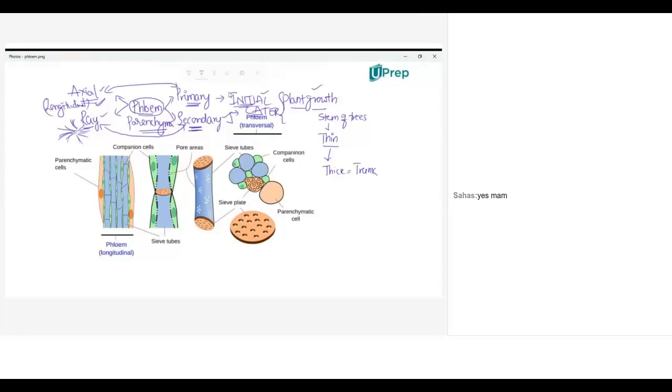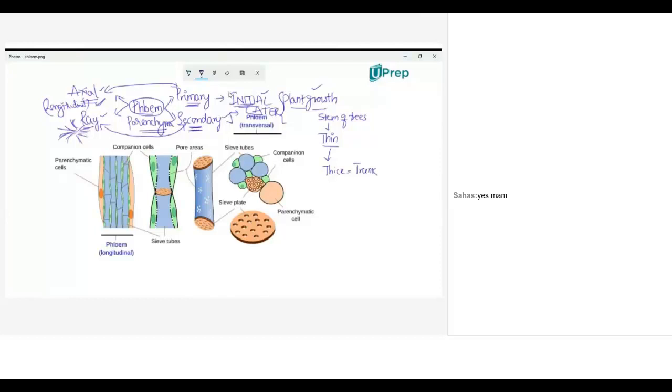Are you clear with these terms? Axial parenchyma, ray parenchyma, phloem parenchyma at the primary stage and the secondary stage. Any doubt with this point? Yes, let me know if you have any doubt regarding this point. No questions? People, are you there? Yes, ma'am. Do you have any questions regarding this? If you don't have any questions, I'll ask a question regarding this.